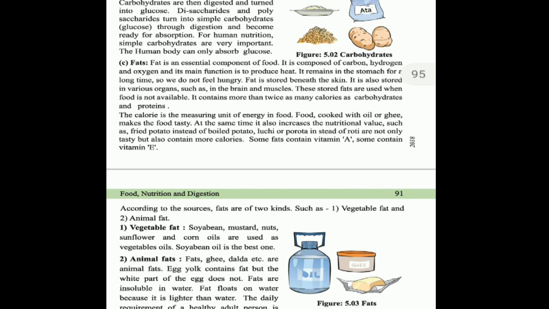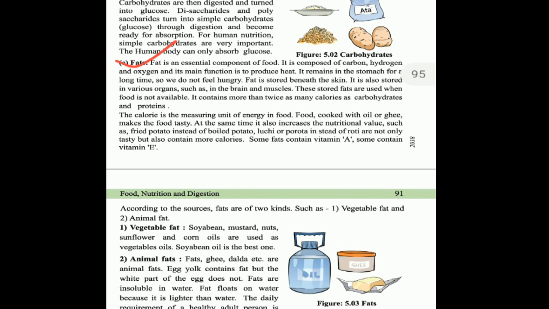You know that fat is an essential component of food. It is composed of carbon, hydrogen and oxygen, and its main function is to produce heat. The calorie is the major unit of energy in food.